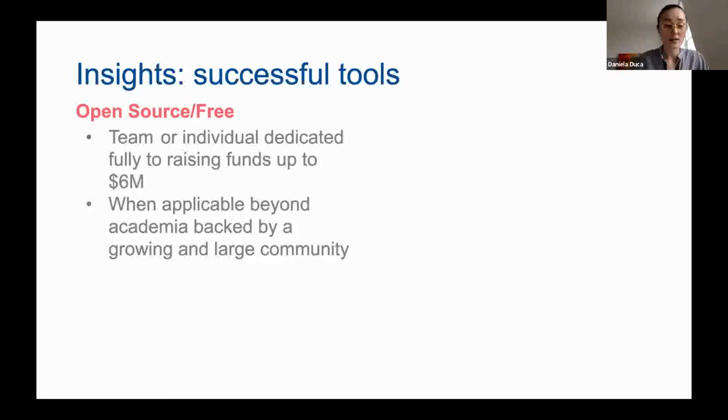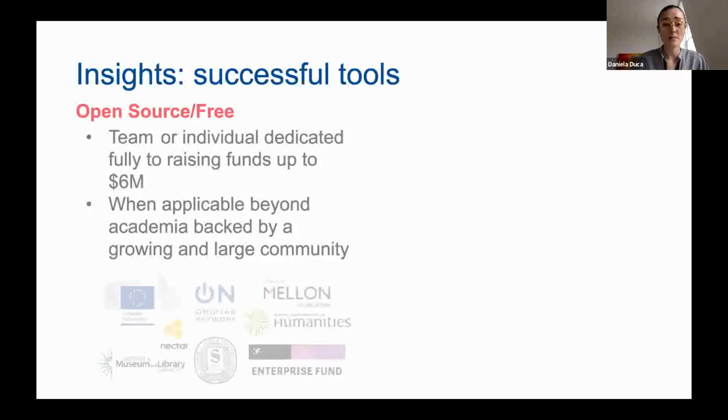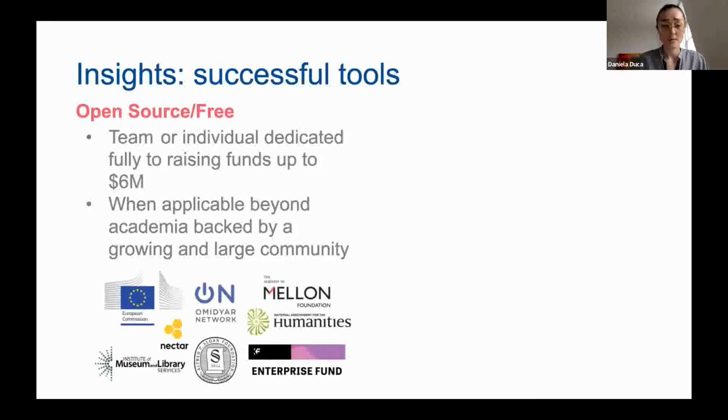And there are a variety of organizations that have been funding these types of tools. Many of them you've obviously heard of: the Omidyar Network, National Endowment for the Humanities, Andrew Mellon Foundation, Sloan, Nectar in Australia, obviously the European Commission.